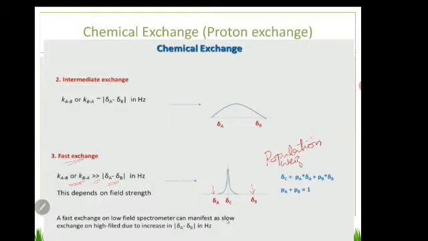Population weighted average. The population weighted average depends on the population of the species, where PA is the population of state A and PB is the population of state B, delta A is the chemical shift of A, and delta B is the chemical shift of B, and the populations are generally expressed in terms of fractions.